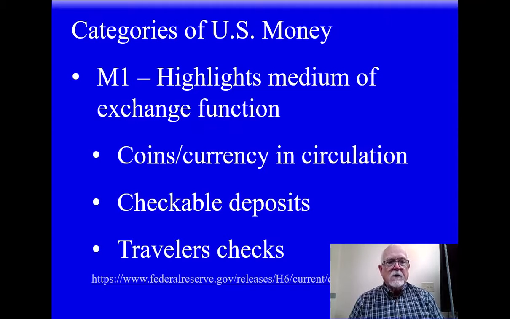So in the United States, we have categories of money. The most narrow definition of money is M1, and it really highlights that medium of exchange function. So again, we're looking at coins and currency in circulation. That's important for later. Checkable deposits, that's your checking account, and then traveler's checks. There's a few other minor things in there, but for the most part, that's M1.